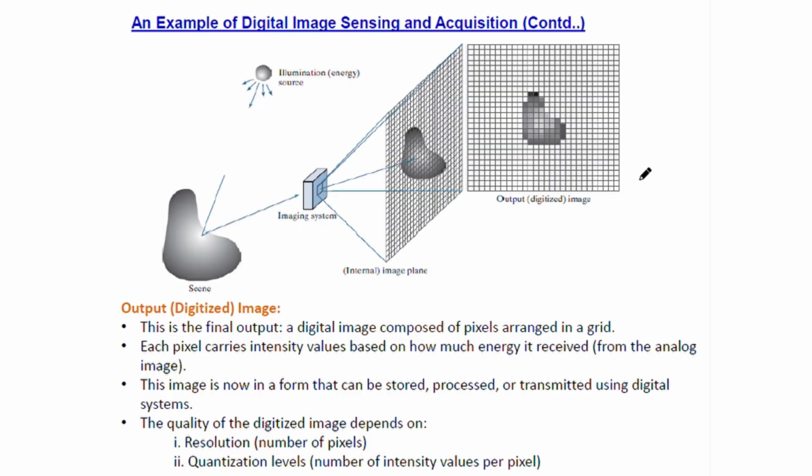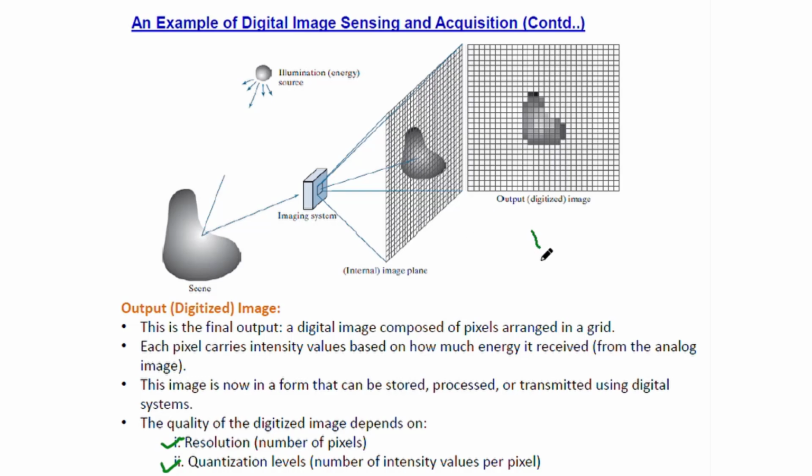Now you can store this image, process this image, or transmit this image because it's a digital image. But the quality of this digital image depends on two things: one is resolution, another one is quantization. What is meant by resolution? Resolution is simply the number of pixels.